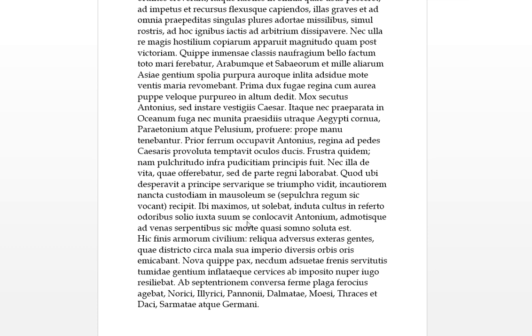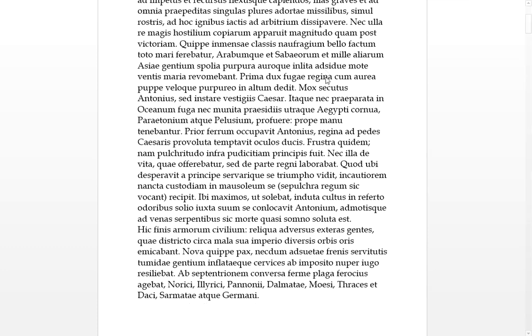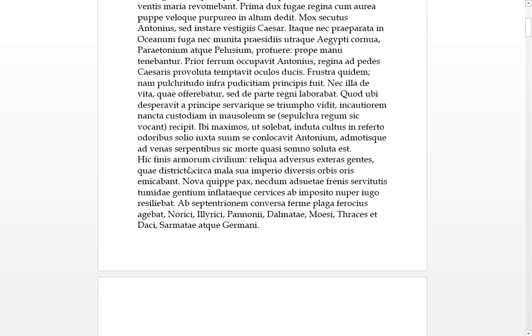Iuxta suum se conlocavit. So she placed herself, iuxta, next to her Antonius, suum Antonium, next to Antony. And admotis, looks like dative or ablative plural, ad venas to her veins, serpentibus. So this would be ablative absolute. Admotis serpentibus. So having moved serpents to her veins, sic thus morte, in death, quasi somno, as if into sleep, she dissolved into sleep. She passed away into death as if asleep. Hic finis. With this finished, this was the end.